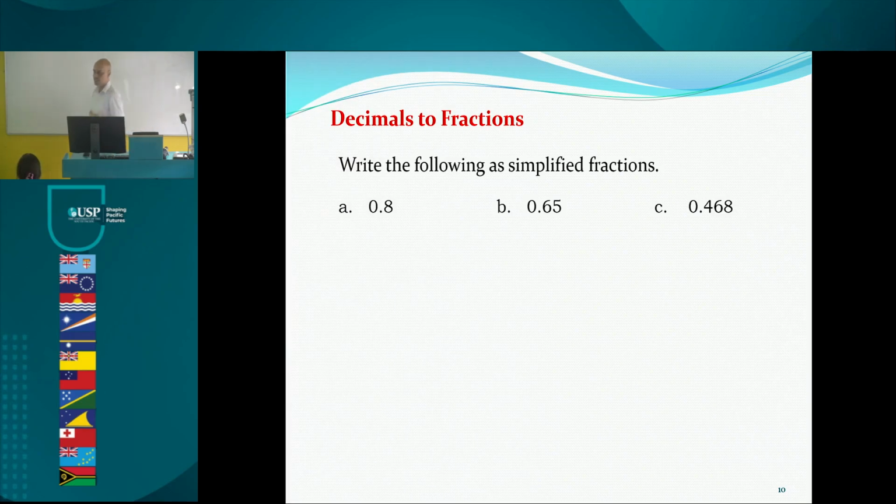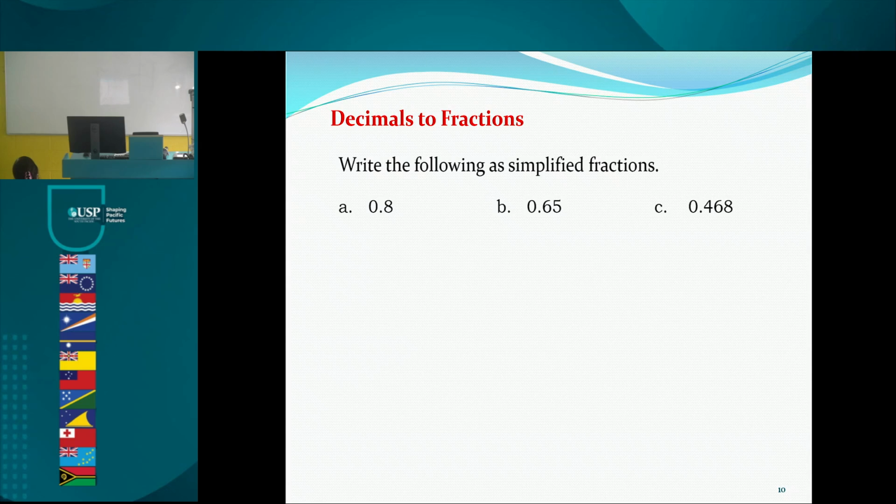Right, let's look at the next slide. How do we change decimals to fractions? Okay, let's see if our calculator can help us with this. On your calculator, you will enter 0.8, press equals. Did it? Alright, now I want to change this into a fraction.